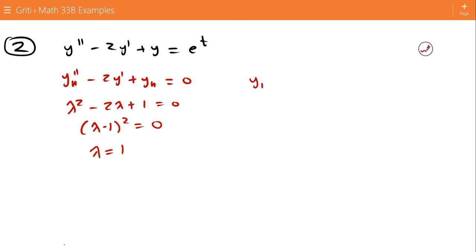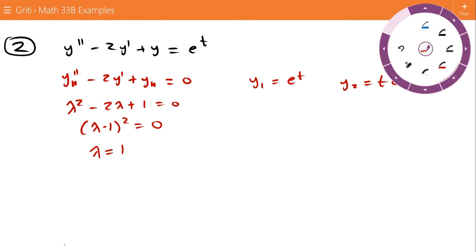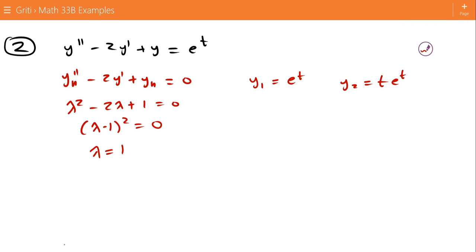So that gives us a y1 of e to the t, and our y2 is t e to the t. We can find y1 prime, which is e to the t, and y2 prime, which is (t plus 1) e to the t using product rule.